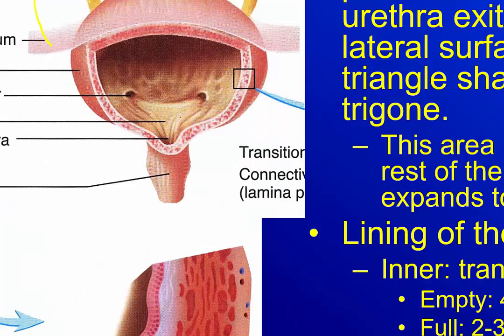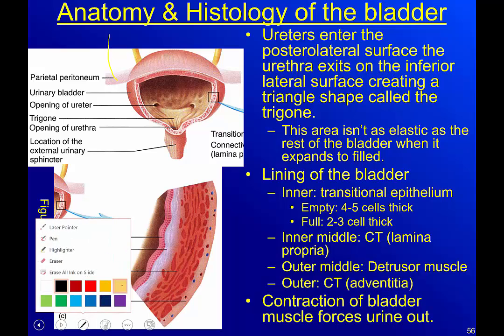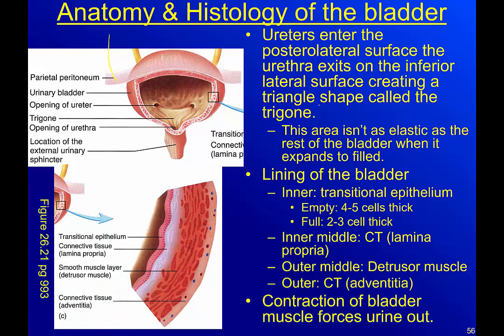I'm going to blow this up. If you look, here are the holes for my ureters. Here's the exit for my urethra. Do you see this triangle shaped piece of tissue? This is what we call the trigone. Okay, the trigone.